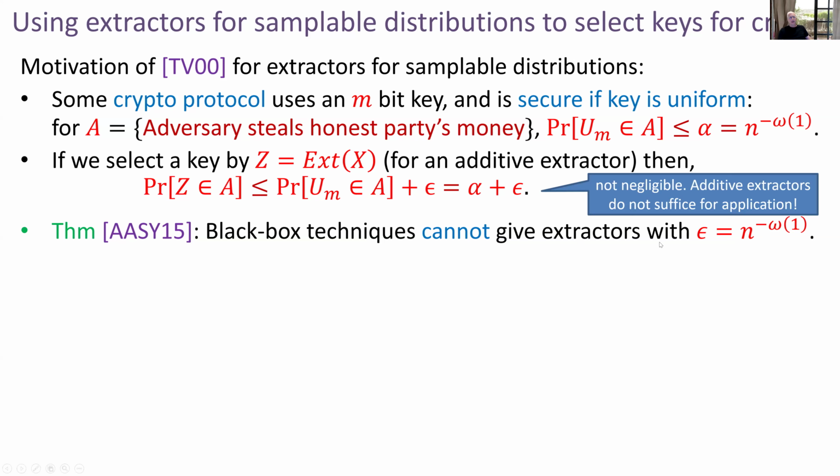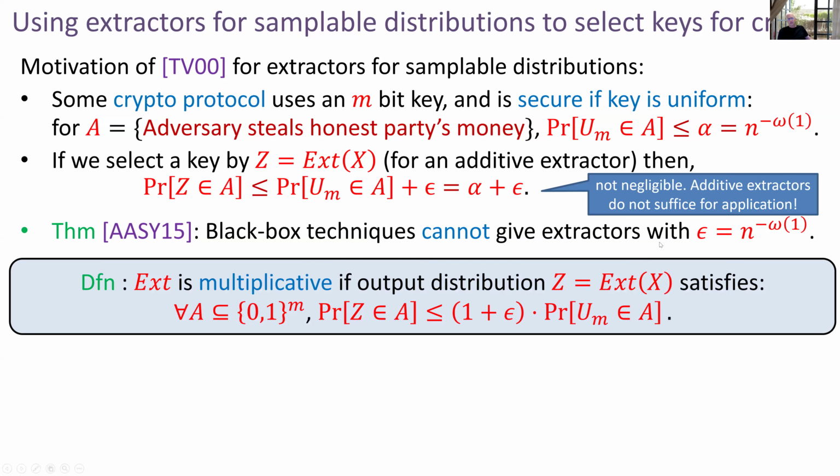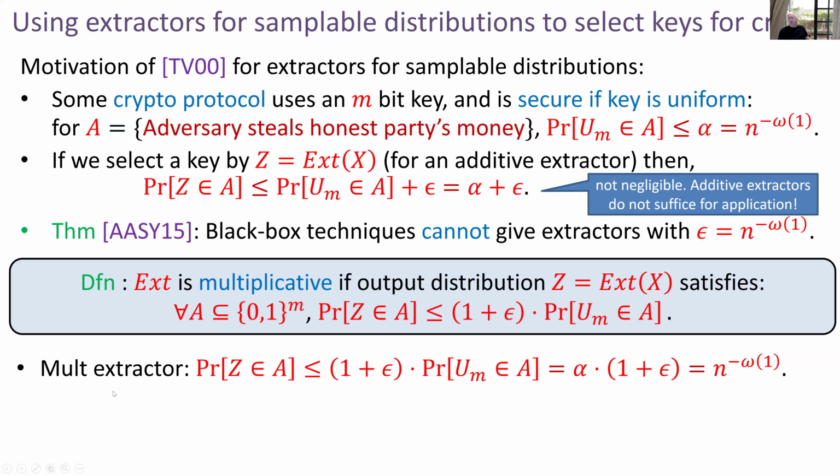But now here come multiplicative extractors to the rescue, because now that we've changed the definition to this multiplicative definition, if we use a multiplicative extractor, then the probability that the adversary can steal the honest party's money is now 1 plus epsilon times alpha, 1 plus epsilon times what it was under the uniform distribution, and this is very small, even when epsilon is large, even when epsilon is half.